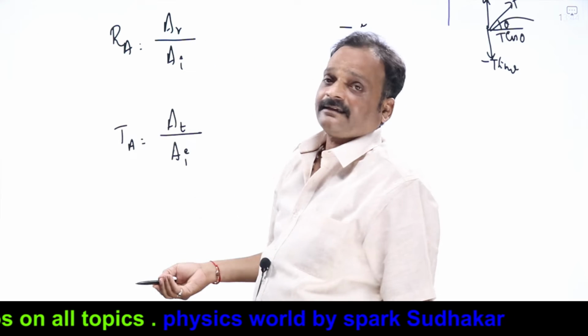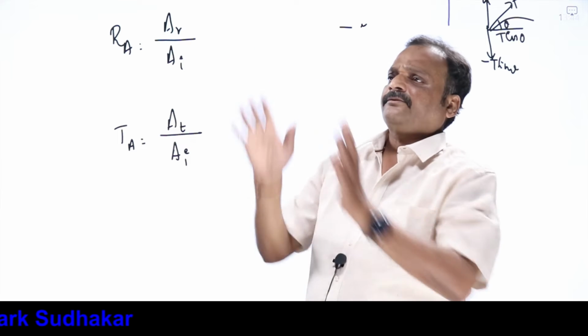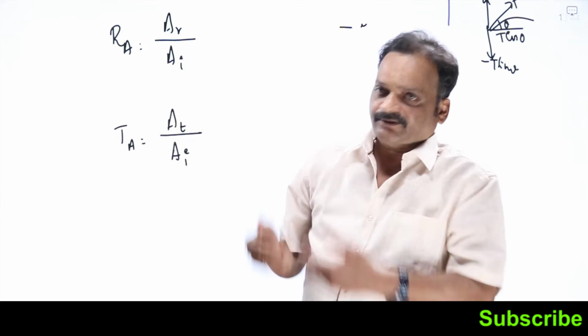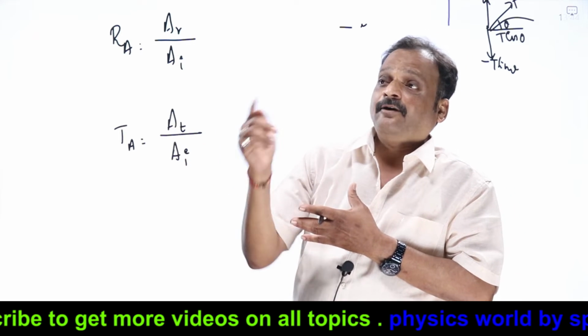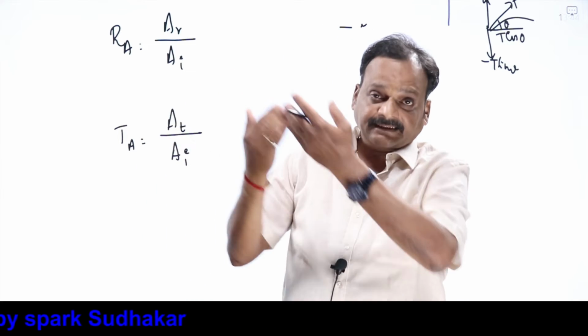Similarly, what fraction got reflected? Suppose there is a window over there. I throw 10 stones onto the window. Seven stones have passed through the window, and 3 stones got reflected. What fraction got transmitted? 0.7, or 70%, got transmitted. 0.3, or 30%, got reflected.